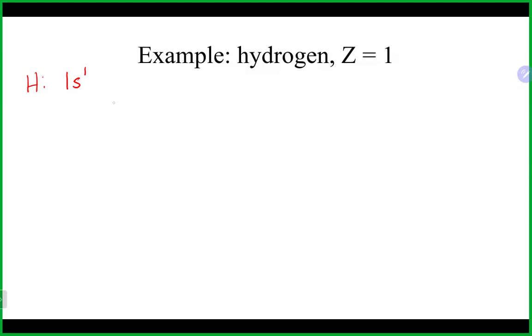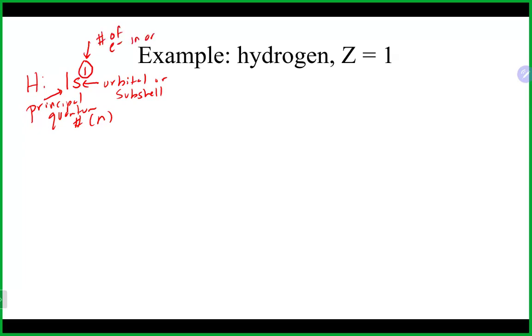Once again, as we were talking about earlier, this very first one is the principal quantum number. That is that n number, like n equals 1. The letter that you see here is the orbital, or subshell, that we find the electrons in. And the very top number, the superscript on top, is the number of electrons in the orbital, or subshell. And that is how you say it as well. It is called 1s1.